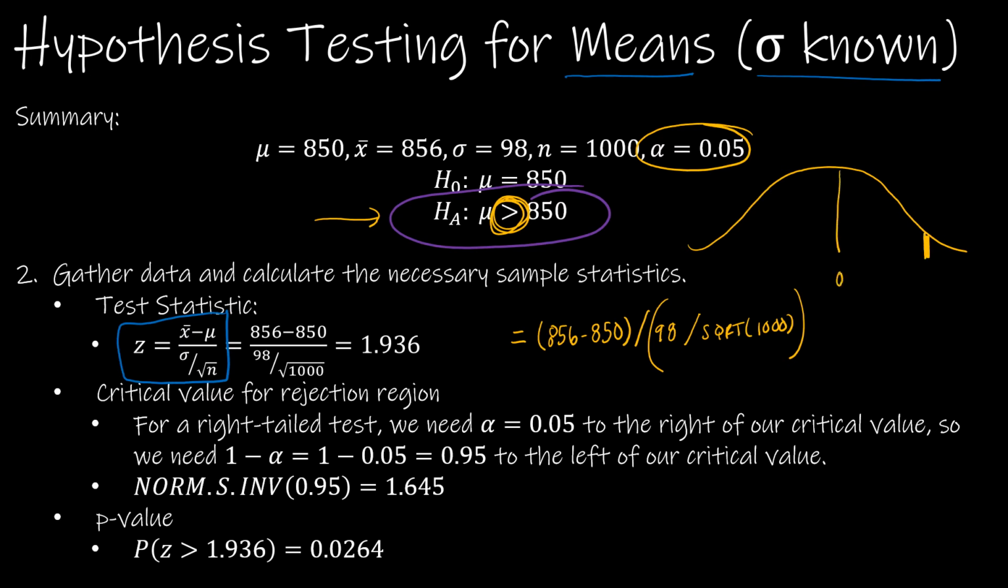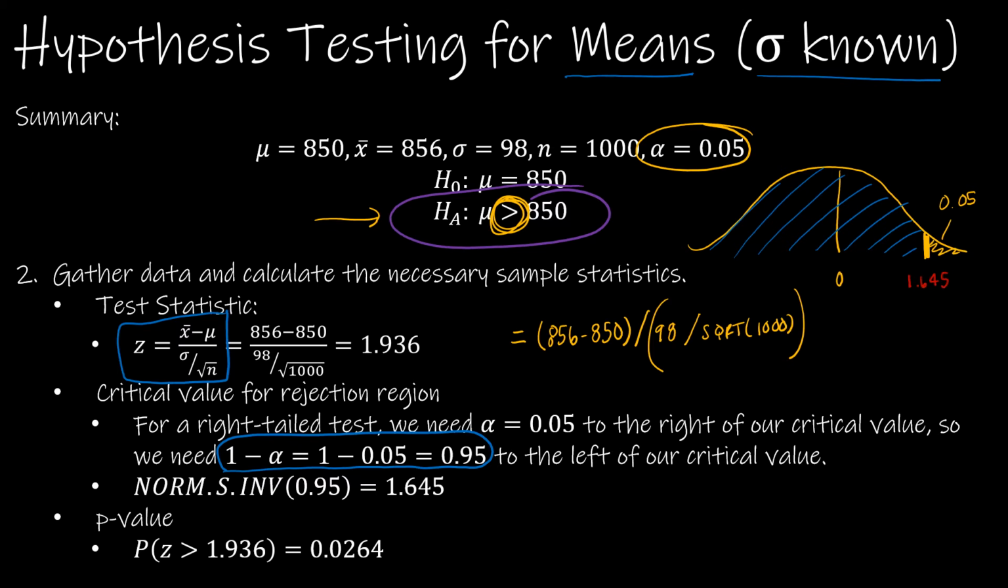If this is 0, how many standard deviations to the right? So how do I do that? Well, if 0.05 is to the right and Excel only calculates to the left, as we should know by now, that means I have to take 1 minus alpha for this right-tailed test. So 0.95, because that's how much would be to the left of my critical value. So 0.95, which gives me 1.645. So that says 1.645 is my critical value.